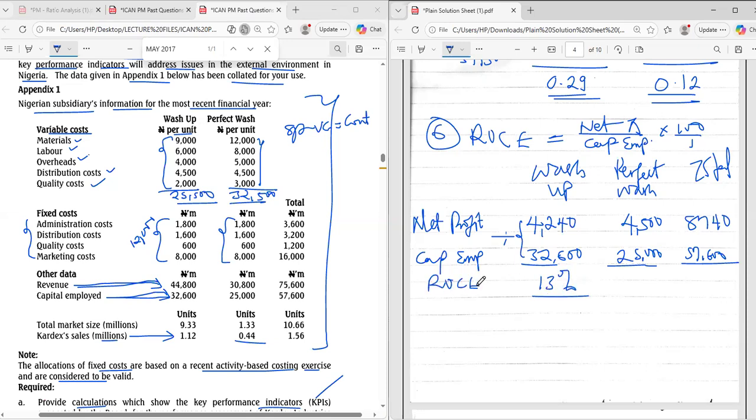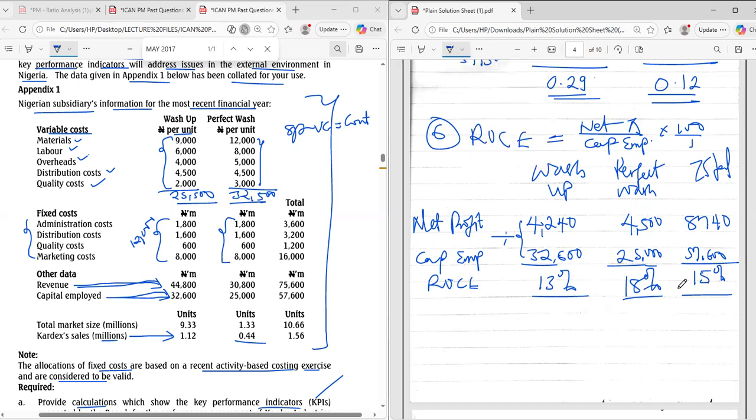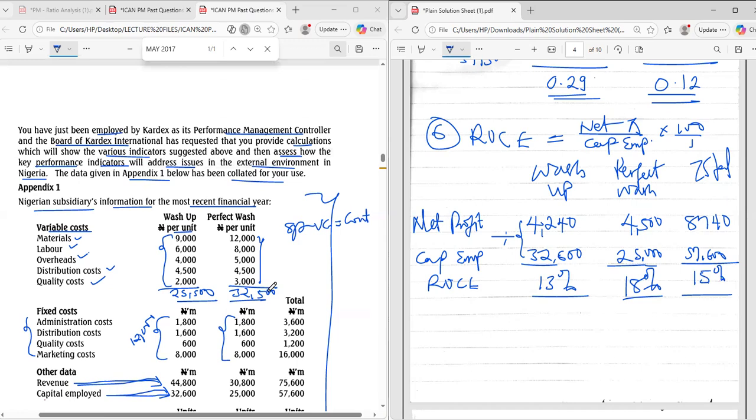Which one again? 18% for perfect wash. Then the last one will be what? 15.2%, that's 15%. For those of you thinking in your mind, why don't you just add 13 and 15 together to get that? God will help you. If it's in your head, please wash it out.